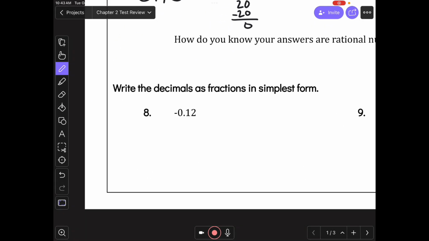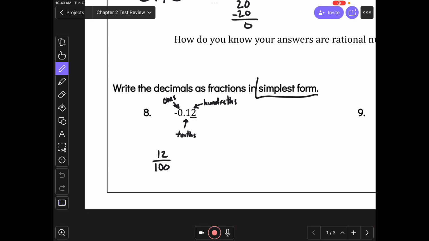For number 8, write the decimals as fractions in simplest form. This one we need to make sure we remember which places these are. This is the ones place. This is the tenths place. This is the hundredths place. To determine what goes on the bottom, we look at the last digit in the decimal. It is in the hundredths place, so the bottom would be 100. What goes on top is anything after the decimal point, so that would be 12.